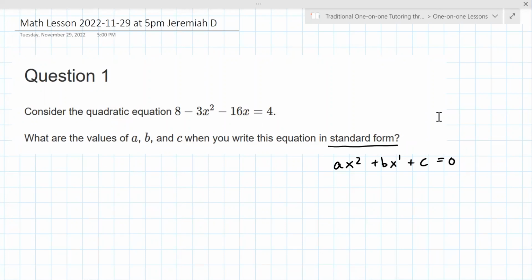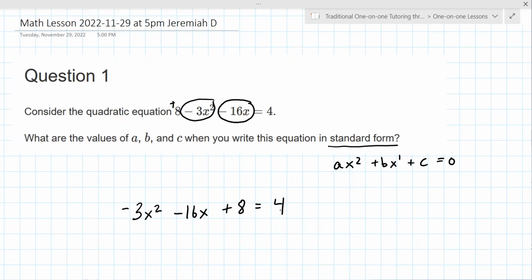And there's a 0 on the right hand side. So the thing that you have to remember here is that the operator goes with the next term. So it's really minus 3x squared. Do you see that? Yep. And then it's minus 16x. Now it's not written, but the 8 is positive, so it's plus 8. Plus 8 equals 4.